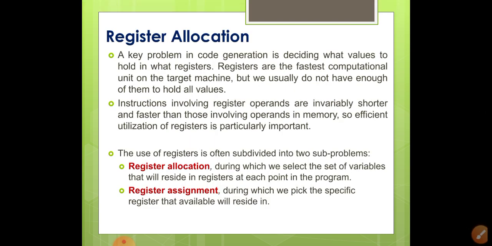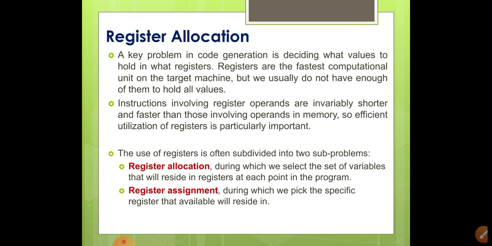We should check, each and every time before we load a particular value into a register, whether that variable is already present in a register or not. That is called register allocation. The variable is already allotted to a register.